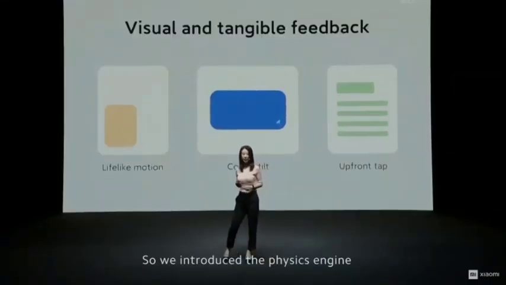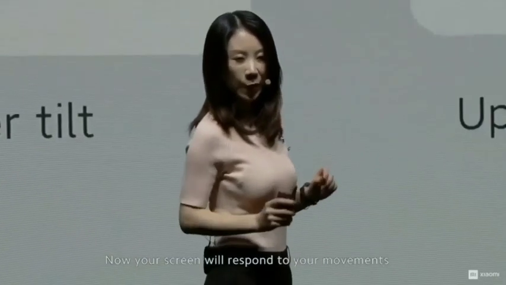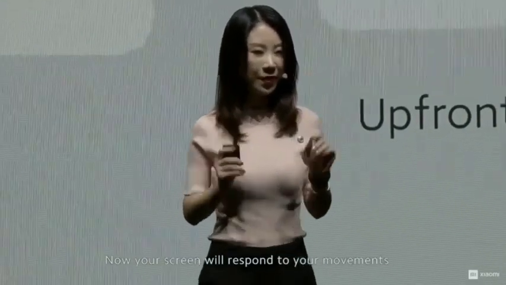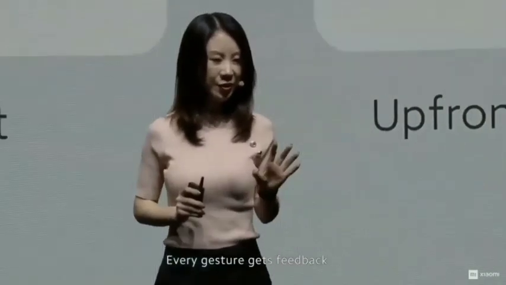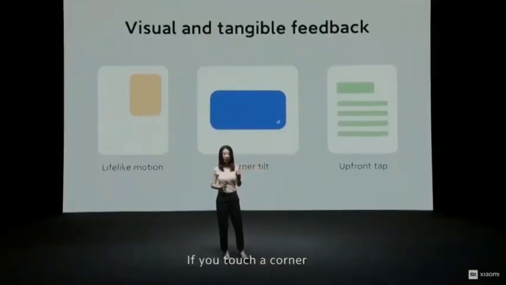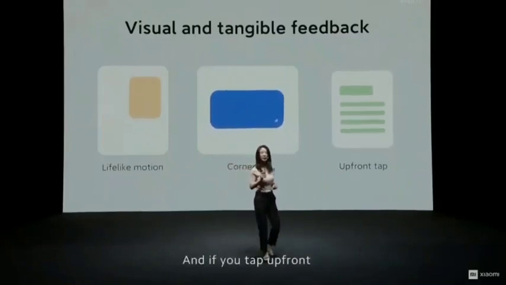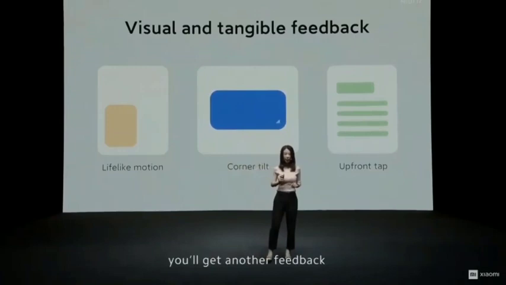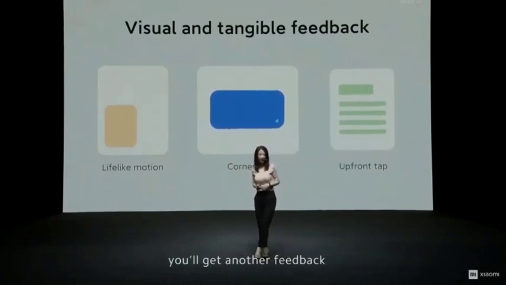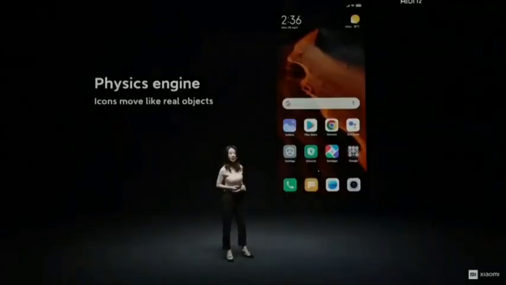So we introduced a physical engine that turns UI elements into real-world objects. Now, your screen will respond to your movements. Every gesture gets feedback. If you touch on the corner, it will get a response from the corner. And if you tap on the front, you will get another feedback. Every movement is tangibly real.